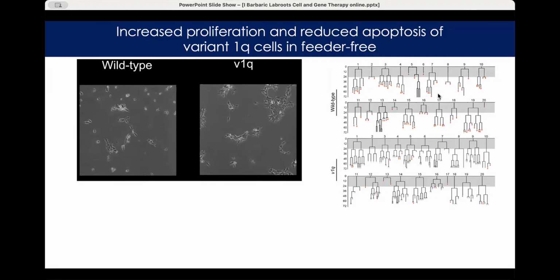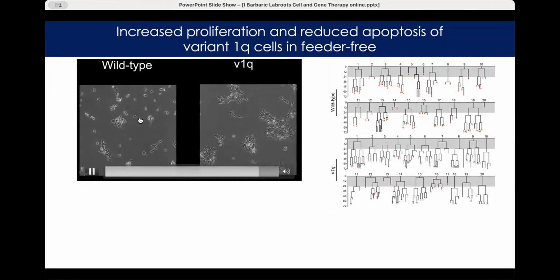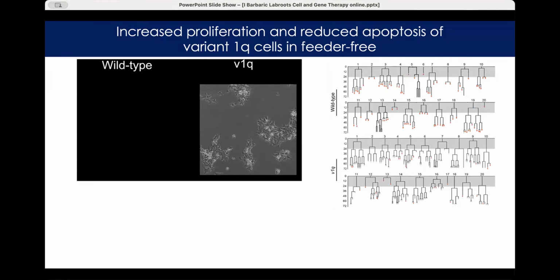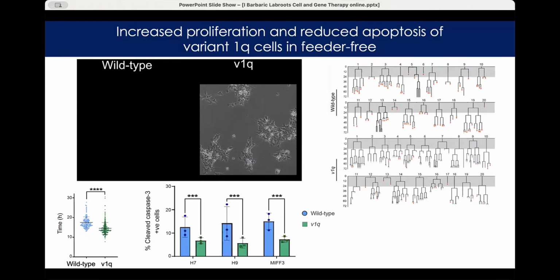So we can see just from the number of red crosses in wild-type cultures versus 1q cultures that in fact there's way more apoptosis going on in our wild-type cells, and they're not as robust, they do not generate stem cell colonies as readily as the 1q variant counterparts. So 1q cells did have a slightly faster cell cycle time, which also gives them a bit of an advantage in culture. However, the major advantage really comes from the reduced apoptosis.